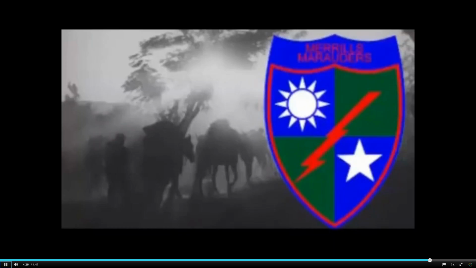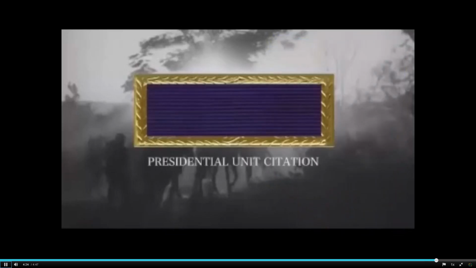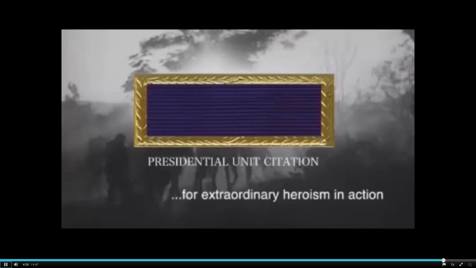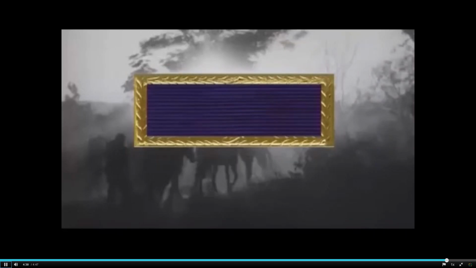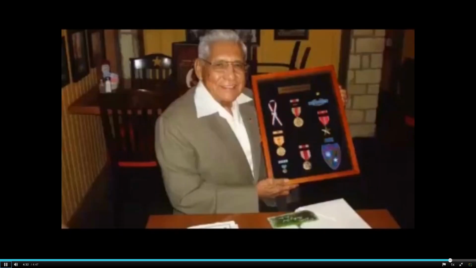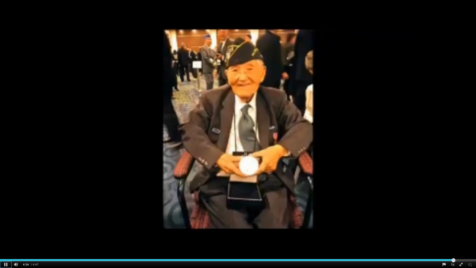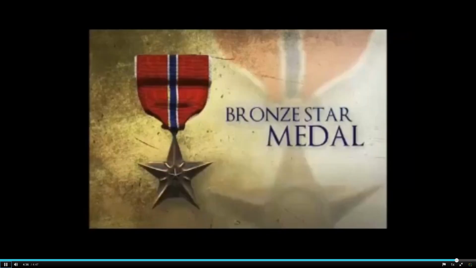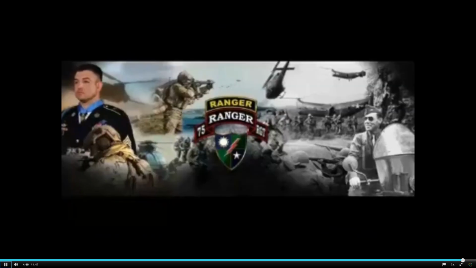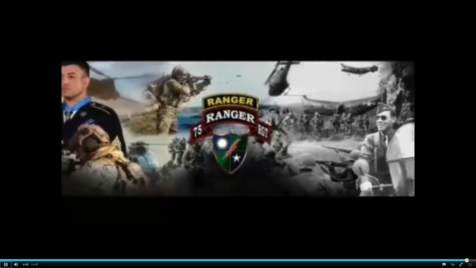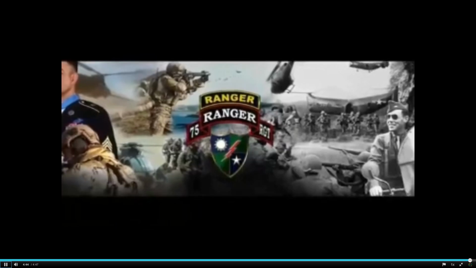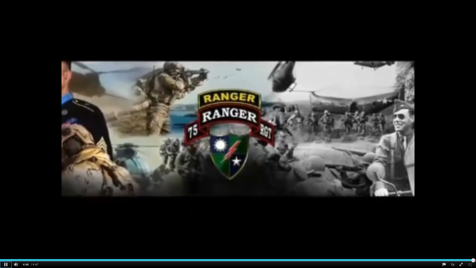For their accomplishments, the Marauders were awarded the Presidential Unit Citation, awarded by the President in the name of Congress for extraordinary heroism in action. The Marauders also had the extremely rare distinction of having every member of the unit receive the Bronze Star. Today's United States Army Rangers are direct descendants of the Marauders.